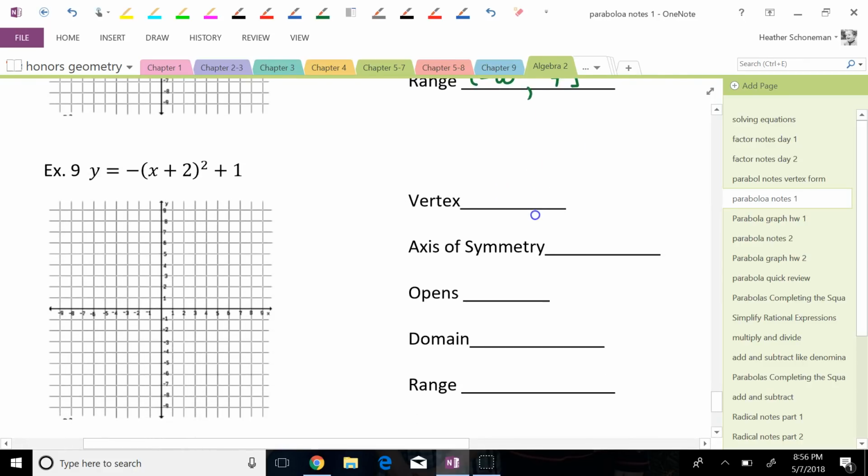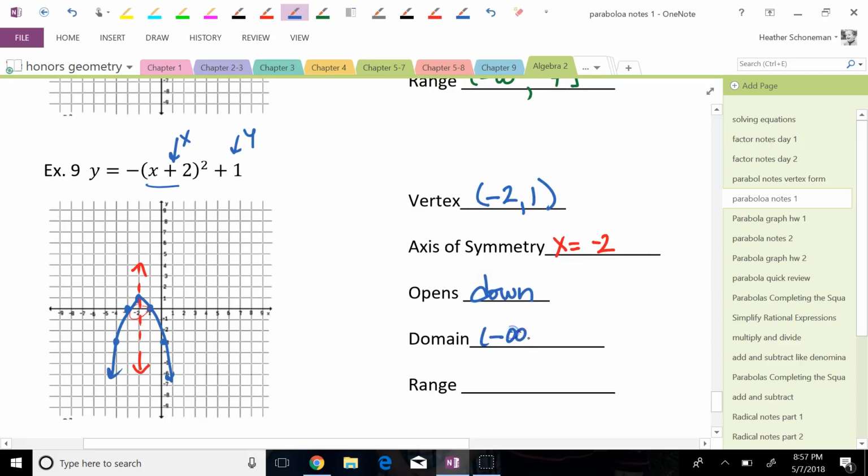Okay, number 9, we got stuck with both of them. So this is your x, and this is your y. Remember, when it's in parentheses, it's the opposite. So this is negative 2 and positive 1. So we're starting here, but we're going down. So we're over 1, down 1, over 2, down 4. Here's our graph. Here's our axis of symmetry, which is going to be x equals, what is across the x-axis? At negative 2. It opens down.